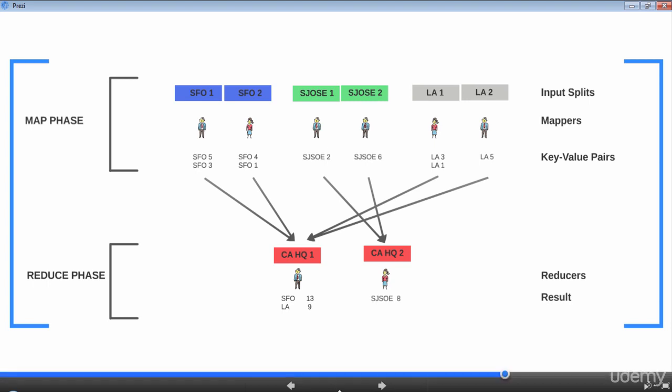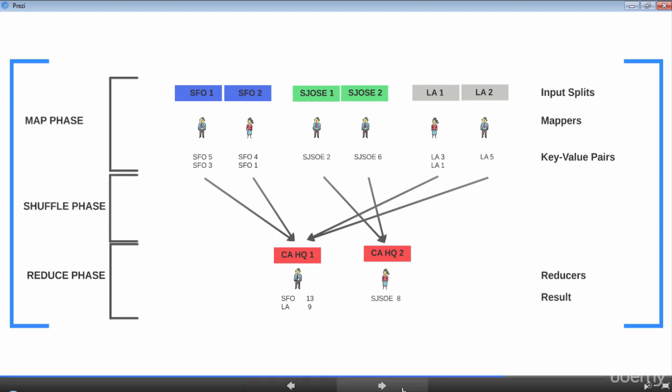The phase in which the values from the different mappers are copied or transferred to reducers is known as the shuffle phase. The shuffle phase comes in between the map and the reduce phase. So, the map phase, shuffle phase, and reduce phase are the 3 phases of MapReduce. We'll look closer into each phase in the next lesson, where we'll talk more about entities like combiner, partitioner, etc.